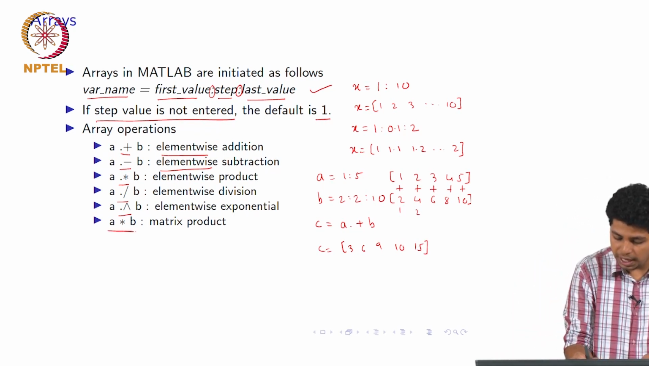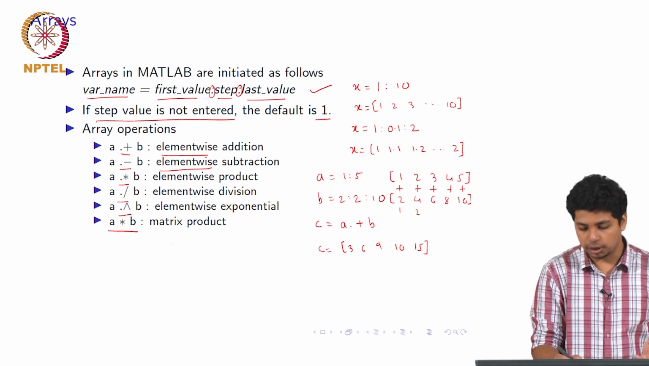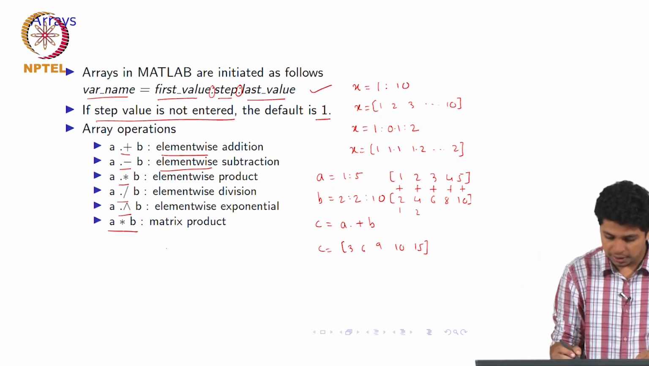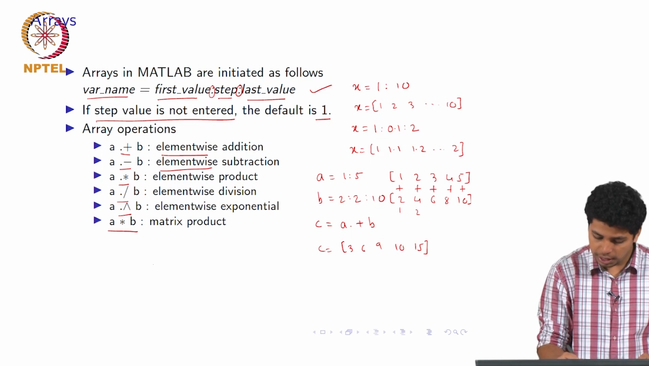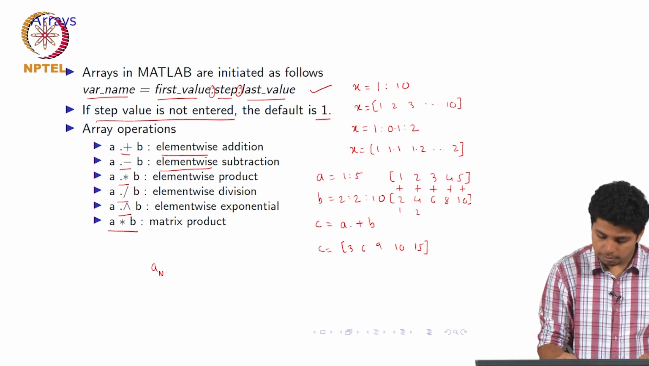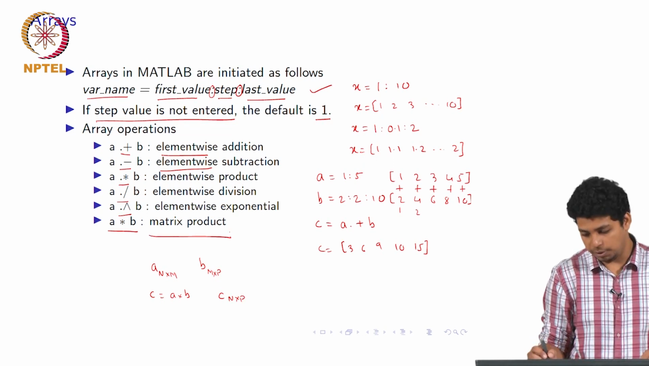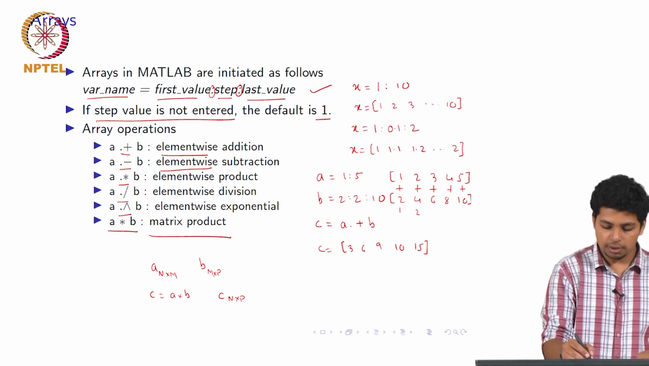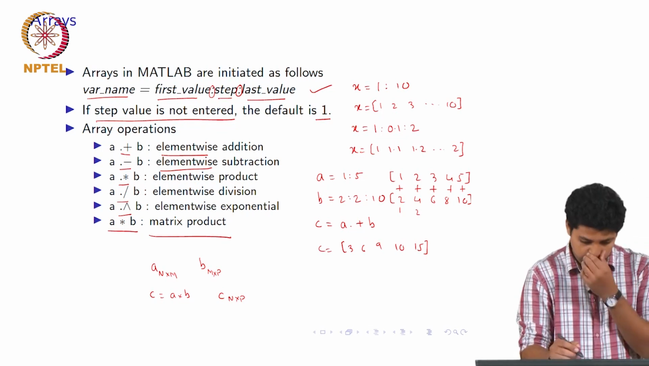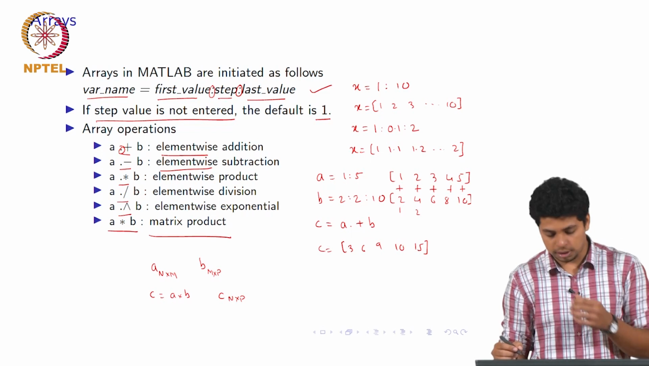And if we just put a into b, it will evaluate the matrix product. Now we all know how matrix products are evaluated. So if you have a matrix A of dimensions n by m, and you have another matrix of dimensions m by p, and if we put c is equal to a into b, then we know that c has dimensions n by p. That is what this matrix product will mean. So if you want to do element wise operations, be sure to remember that you put a dot in front of whatever operation you want to do.